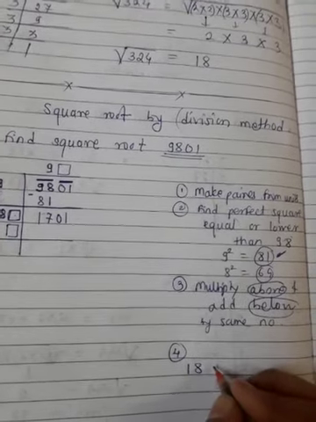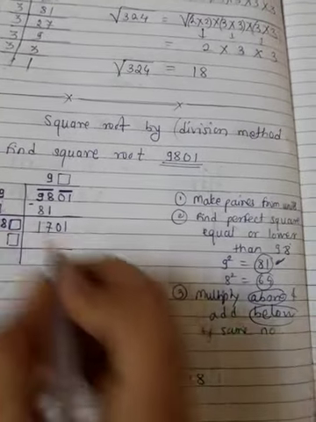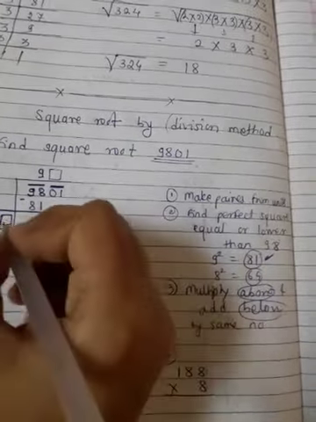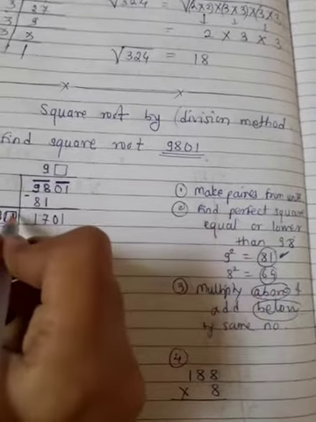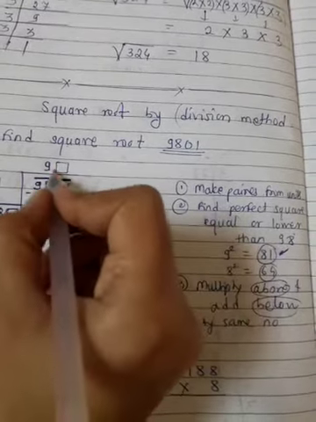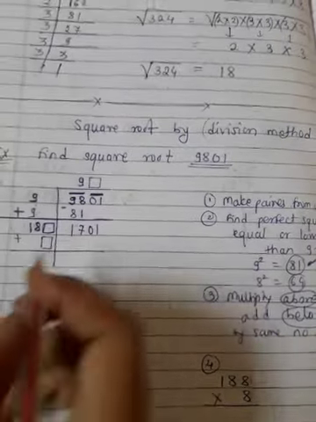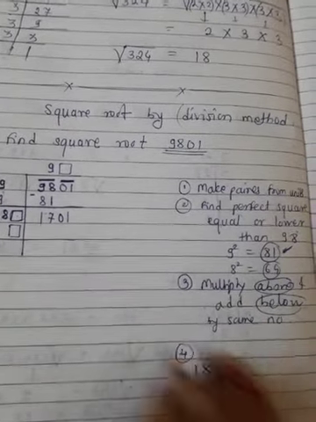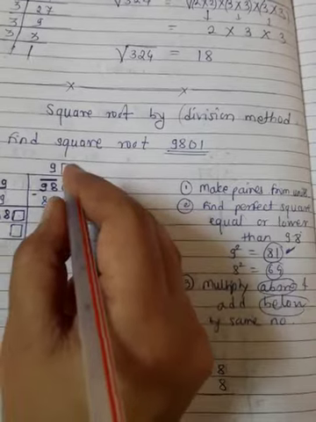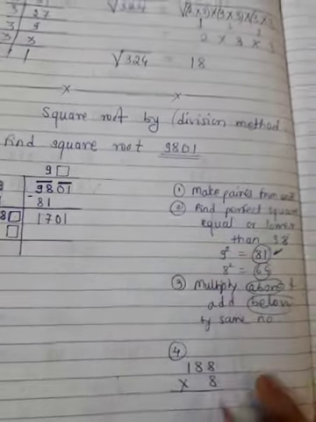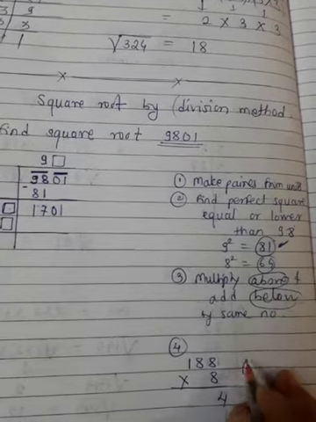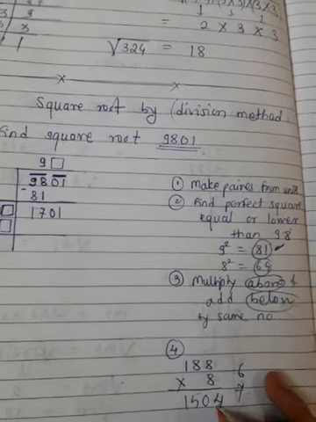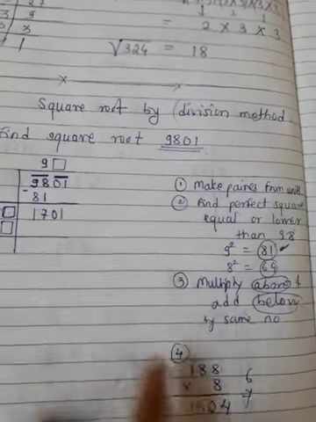Suppose we choose the number 8 here. When we multiply 188 by 8, we have to multiply by this number to get this number. But here there is the number 18, and if we choose 8 here, then 188, and we choose 8 here also. So when we multiply 188 by 8, what will we get? 1504, which is a very big difference between these two numbers.